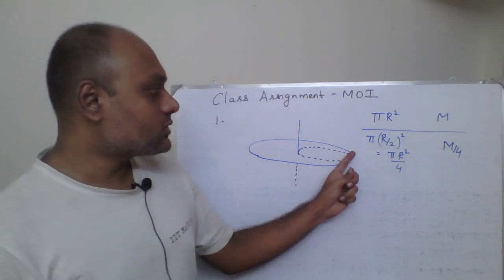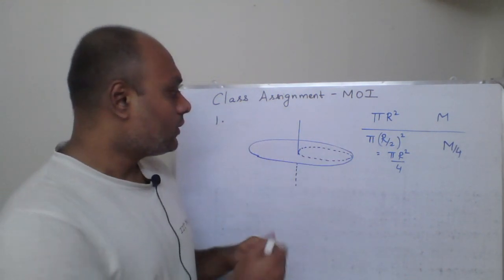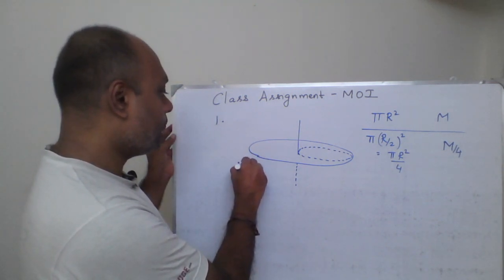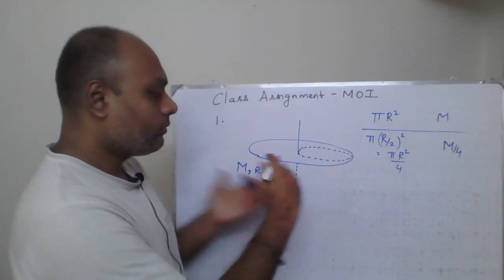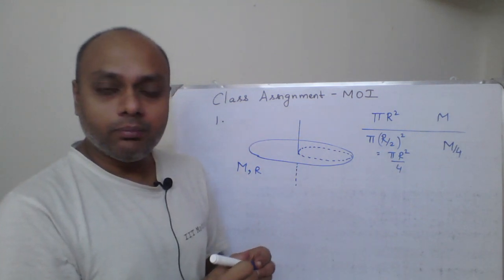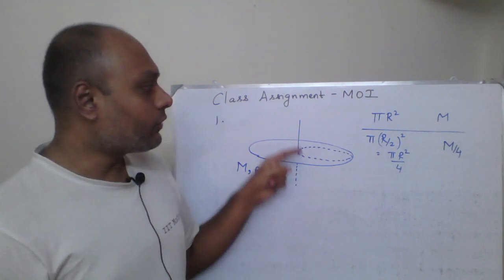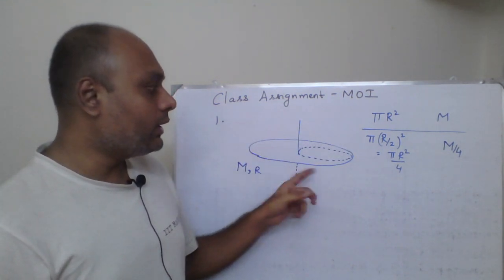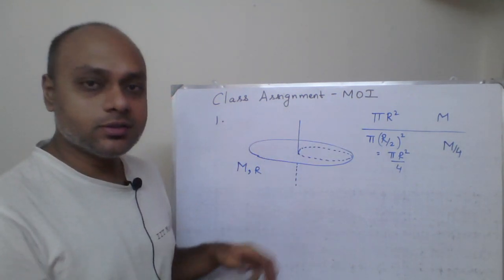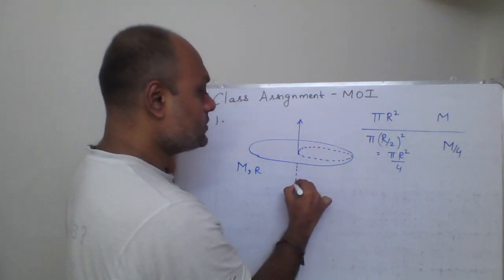What is given is a full disk. That full disk has mass m and radius r. It is horizontal, and from that full disk a smaller portion is removed. You have to find the moment of inertia of the remaining disk about the axis shown. So this is the axis.